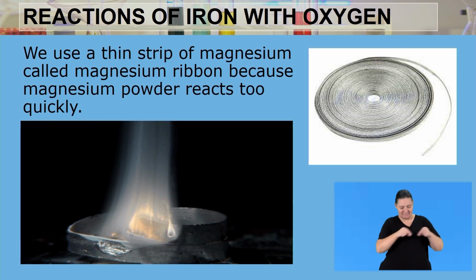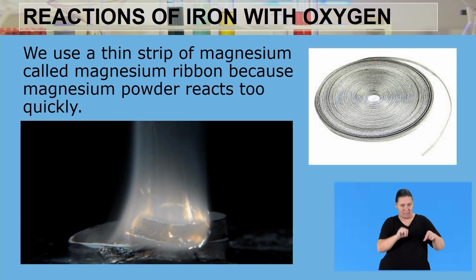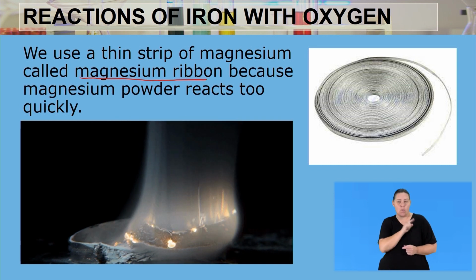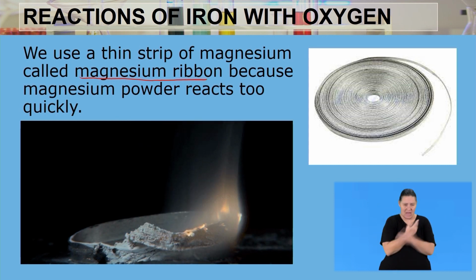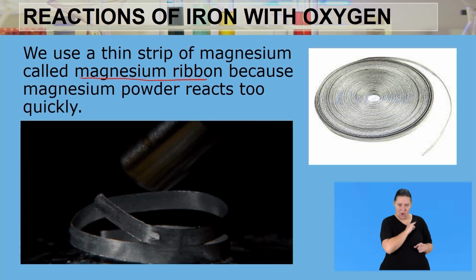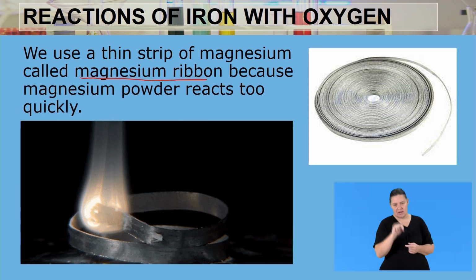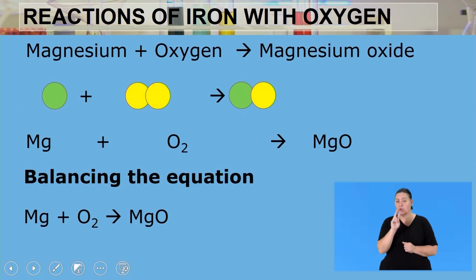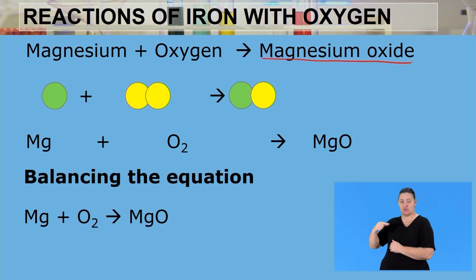So we are going to use a thin strip of magnesium, which is called the magnesium ribbon. Why are we using that? Because magnesium powder burns extremely quickly, so we will not be able to see the color change. We're not going to be able to see everything that we need to see. So when the magnesium and the oxygen are reacting, remember we said they are going to form magnesium oxide.